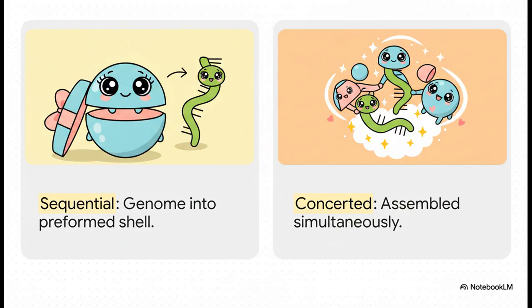First up is sequential encapsidation. This is exactly what it sounds like. The sequence is to build the empty protein shell first and then insert the genome into it later. Poliovirus does this. The stark contrast to that is concerted encapsidation, where the viral particle and the genome assemble together simultaneously at the exact same time and place. Influenza is actually a really great example of this all-at-once method.